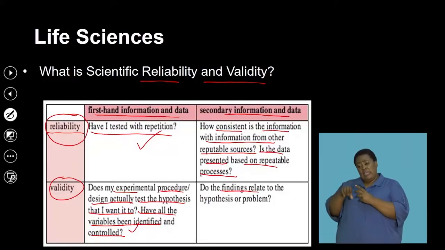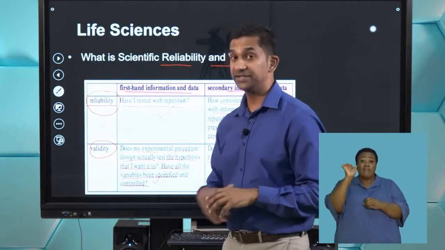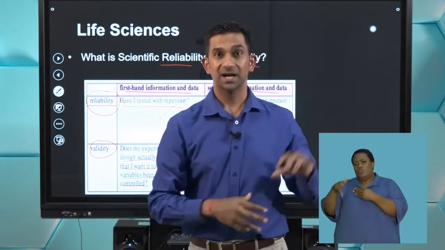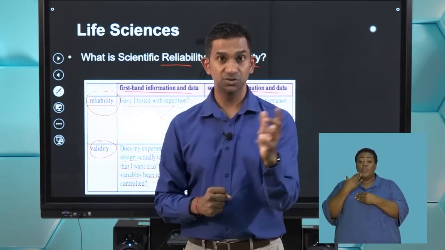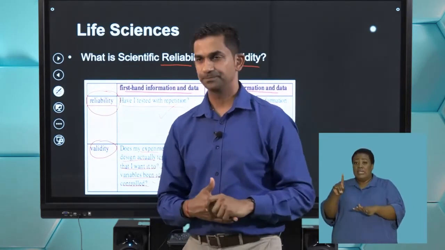Do the findings relate to the hypothesis or problems? When you read other information or other published sites, do they relate to your primary information or your experiment? That is what produces valid results. So how do you know your results are valid? If you compare them to a published journal, and if they produce similar results, we say that this experiment has now produced valid results.